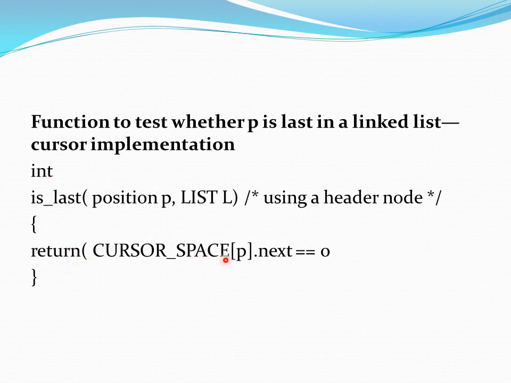Return cursor_space[P].next == 0. If it is 0, the condition is true and it returns 1, which means the element is in the last position. If cursor_space[P].next is not equal to 0, it returns 0, which means the element is not in the last position.